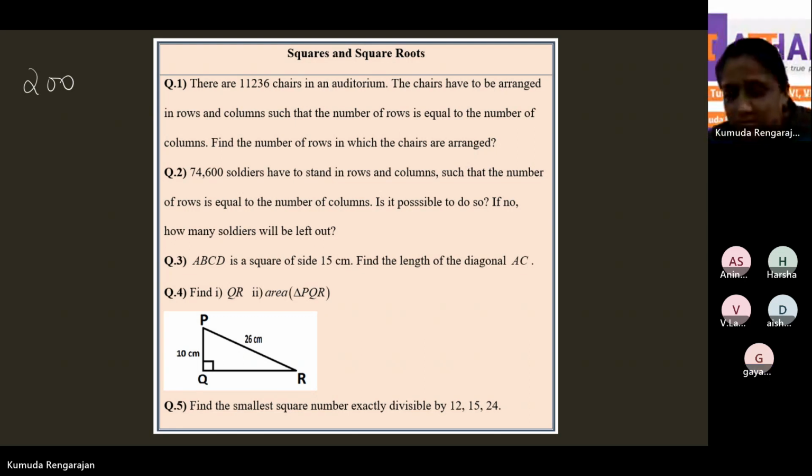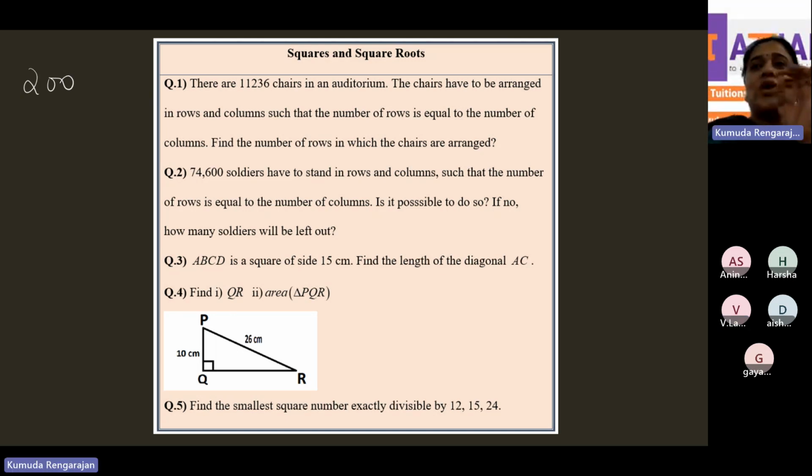Ma'am, 14, ma'am. No. Yes, others, Anantika, Aishwarya, Ariston, Harsha, Lakshana. Yes, ma'am. Yeah, what's the answer, children? Ma'am, I got 106. So how many rows and columns? 196 is right. How many rows and columns? Imagine there are only 200 chairs. Ma'am, 14 rows and columns.